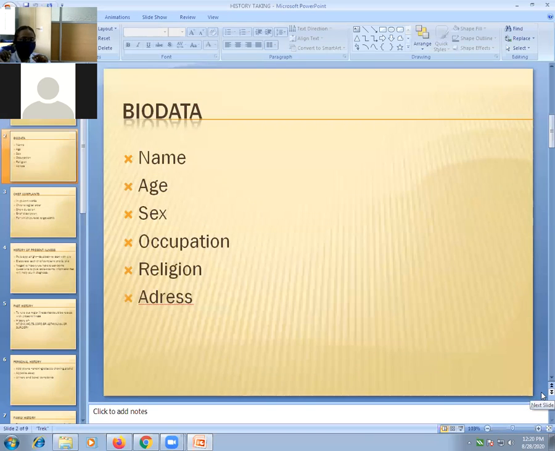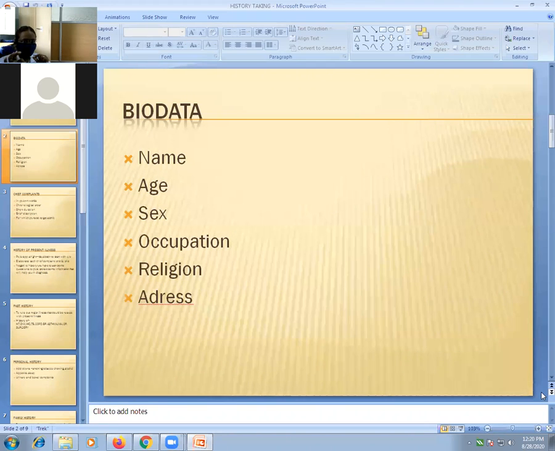About the biodata, you have to take name, age, sex, occupation, religion and address, each having its own significance. Age has its own significance, because some diseases are particular to a certain age group. Some diseases are common in childhood, some in young people, some in old people. So you have to keep in mind at least 1 or 2 examples for each: which disease is common in childhood, which in the young, and which in old people.